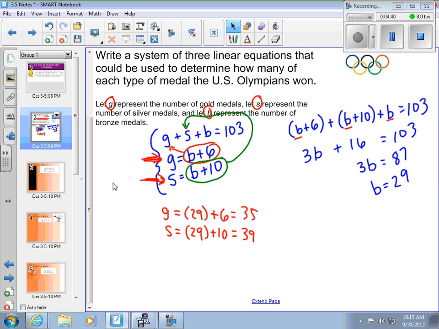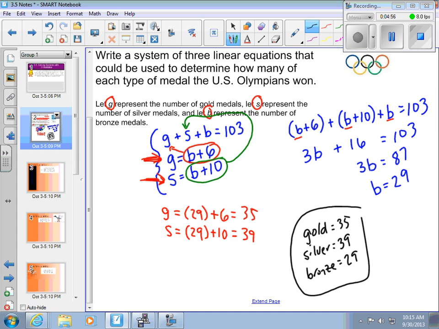So our final answer, we see the gold count was 35, the number of silver medals was 39, and the number of bronze we found was 29. And there's the answer.